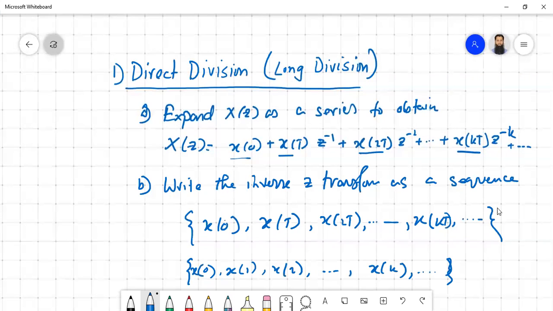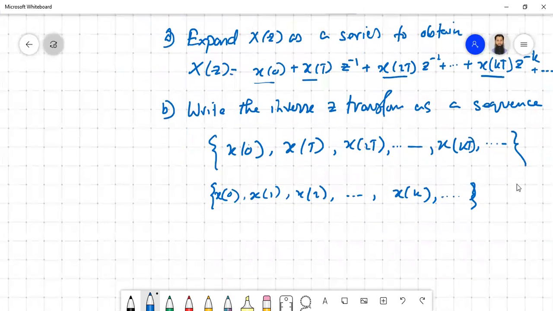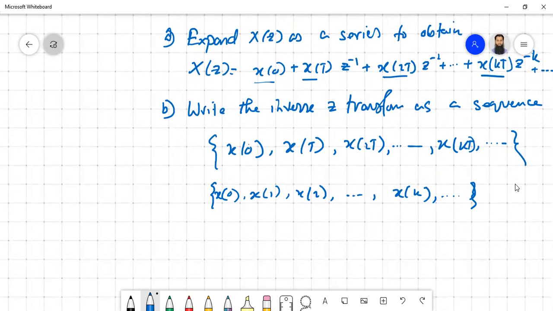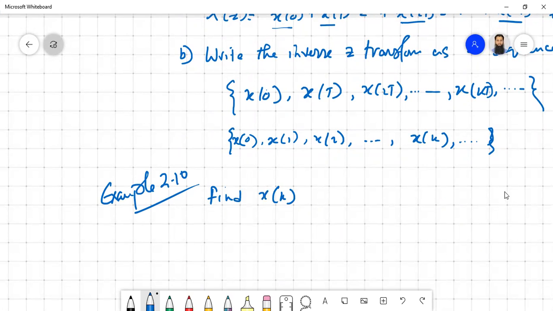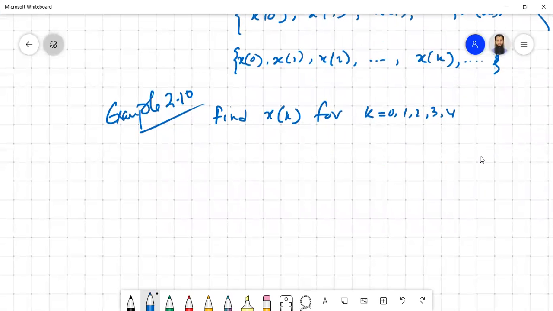I think this is example 2.10 of Ogata book. It is asking us to find x(k) for k equal to 0, 1, 2, 3, 4. Only 5 values they're asking to find out with the direct division.